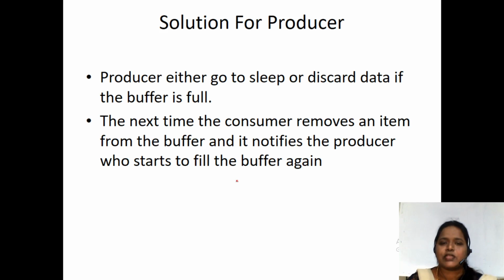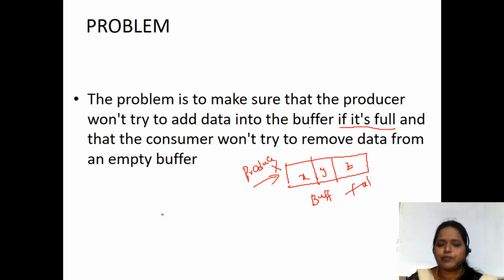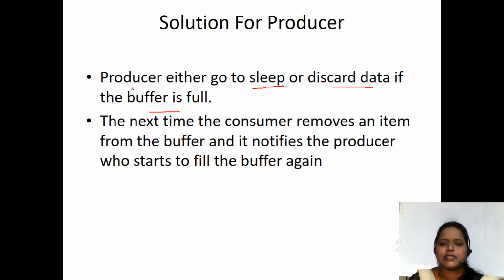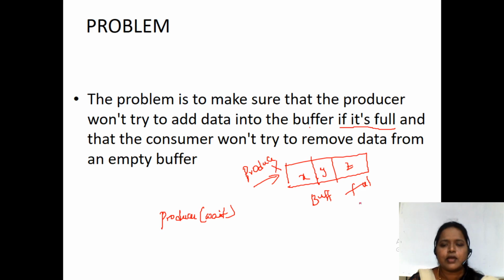What is the solution for the producer? The producer either goes to sleep or discards data if the buffer is full. So if the buffer is full, then the producer will sleep. Producer will sleep in the sense that the producer will wait until the buffer gets empty. In this terminology, we call it that the producer will sleep until any of the slots gets empty. So the next time the consumer removes an item, so if now the consumer came and removes that Z item, then this producer wakes up and will start producing again.